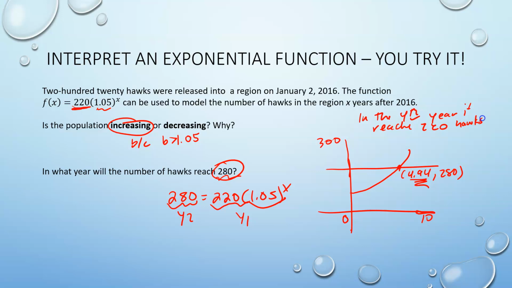But the problem is it wants to know in what year. So this is a situation where you have to understand that it started in 2016. So for my final answer, I do 2016 plus 4. So in the year 2020 would have been your final answer. Okay, so you do have to make sure you can convert it to that situation.